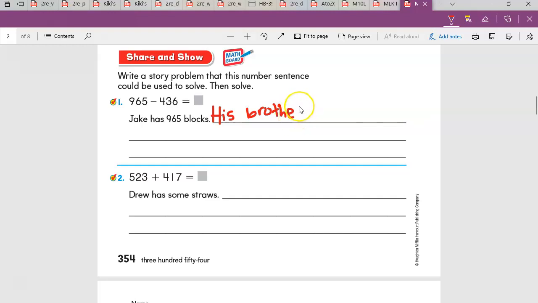Yes, Brenaya? Or it could be he gives 436 to his brother. No, he can't give 436 to his... Oh, yeah, he can. Okay. So his brother took 436 blocks. Yeah, you can do it your own way. There's many different ways to do this. So Jake has 965 blocks. His brother took 436 blocks. How many blocks does Jake have now, right? Or how many blocks does Jake have left?